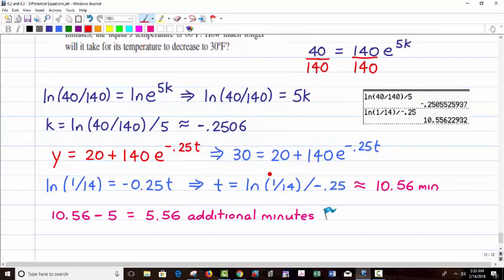So you take the ln of 1 over 14, or 10 over 140, and divide it by negative 0.25, so it's roughly 10.56 minutes. Of course, I need to specify how many decimal places. So it's a total of 10.56 minutes, but the actual answer to the question is 5.56 additional minutes beyond the original 5. So it's 5.56 beyond the initial 5 to get to 10.56. A little tricky on the wording, but the math wasn't too bad.